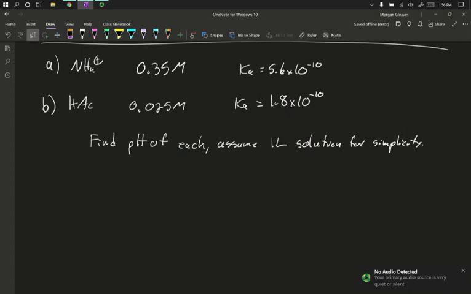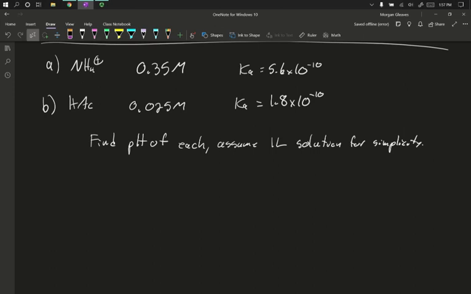In this video, we're going to practice finding the pH of a weak acid solution. For both of these, go ahead and take this concentration, the Ka, and try to solve the pH of these weak acid solutions. Then unpause and come on back.